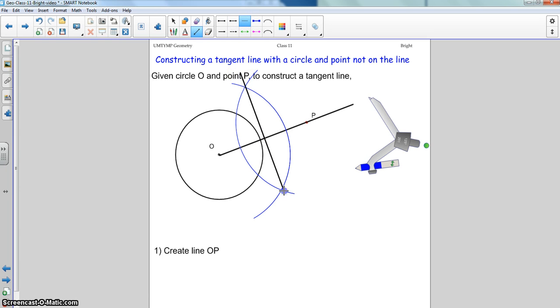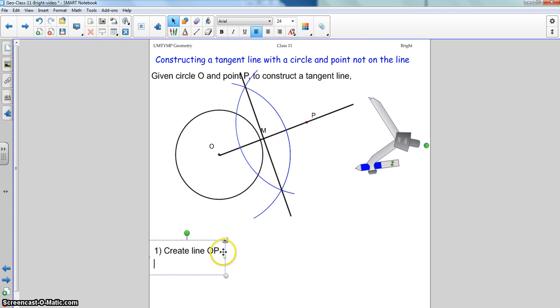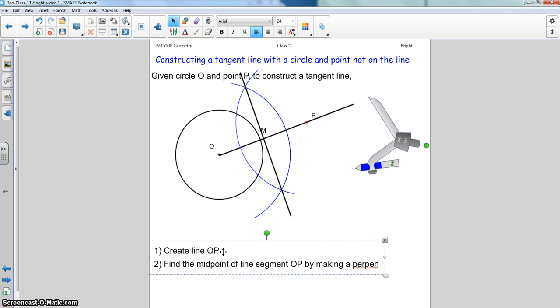So construct a line segment through those two. Okay, and so this is the intersection point. This is M, the midpoint. So I'm going to say create line OP. Second thing we want to do was to find the midpoint of line segment OP by making a perpendicular bisector.